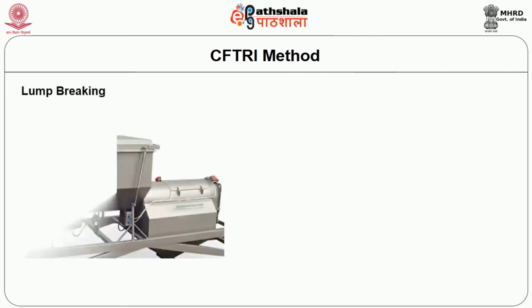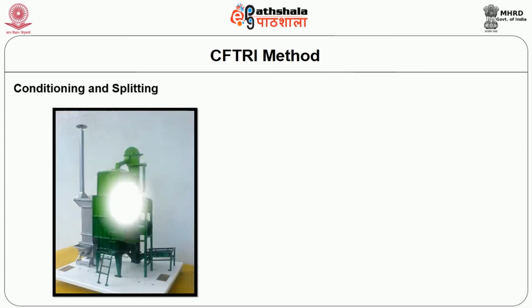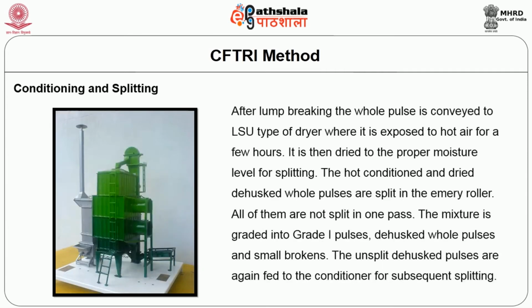The next one is lump breaking. The moistened whole pulses form into lumps of varying sizes. These lumps are fed into the lump breaker to break them. The next one is conditioning and splitting. After lump breaking, the whole pulses are conveyed to an LSU type dryer where they are exposed to hot air for a few hours. They are then dried to the proper moisture level for splitting.